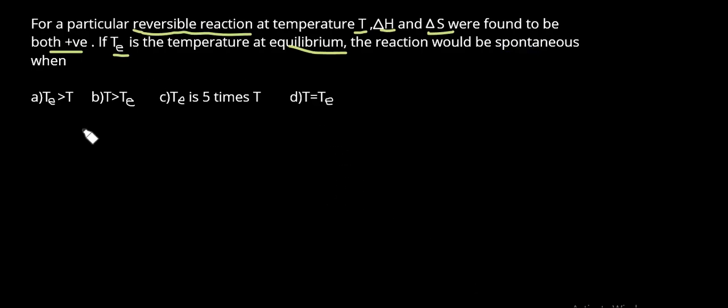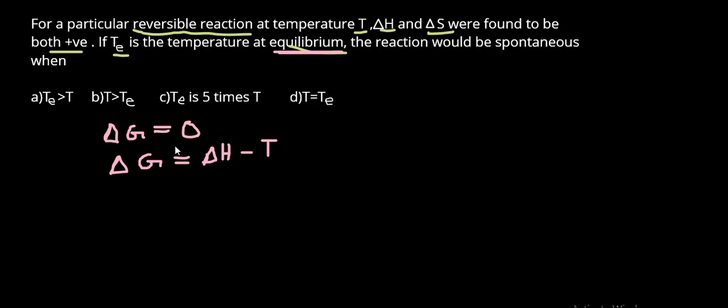Now, we know that at equilibrium, ΔG is equal to 0. For any equilibrium reaction, ΔG is going to be equal to 0. So we know that the equation is ΔG = ΔH minus, since it is in equilibrium, T times ΔS. First, I will write this as equation one.